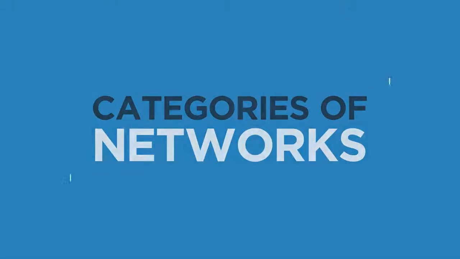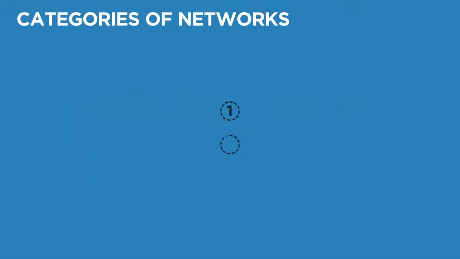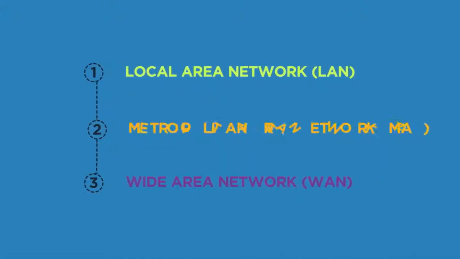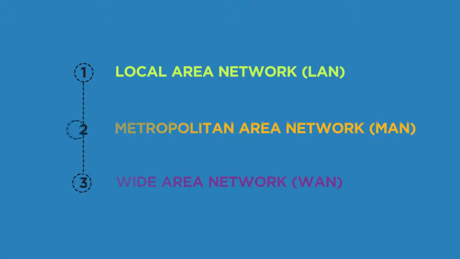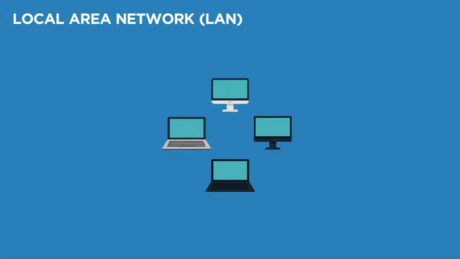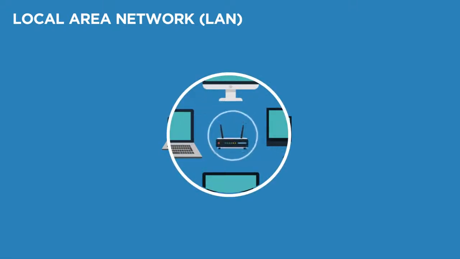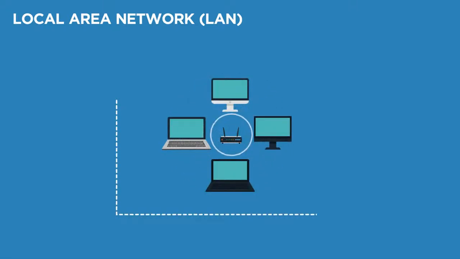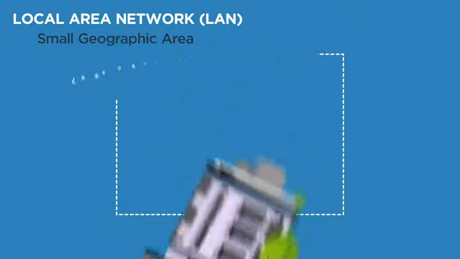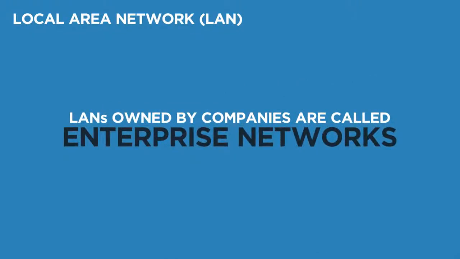Categories of networks. In general, there are two primary categories of networks: local area network and wide area network. Networks of a size in between are typically referred to as metropolitan area network. Local area network. Local area network or LAN is a private network of personal computers or consumer electronics that share a common communication medium such as cables or wireless connection. LANs are confined to a small geographic area such as a single office or a building. LANs owned by companies are called enterprise networks.